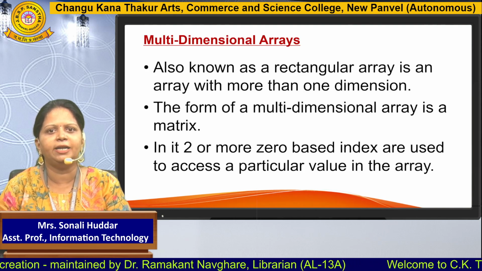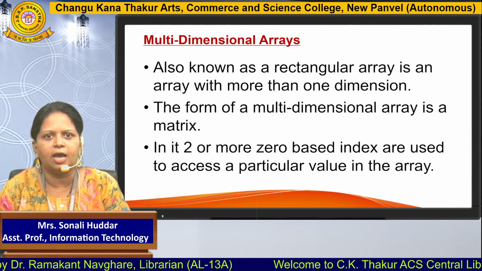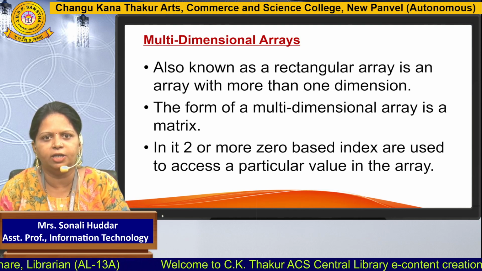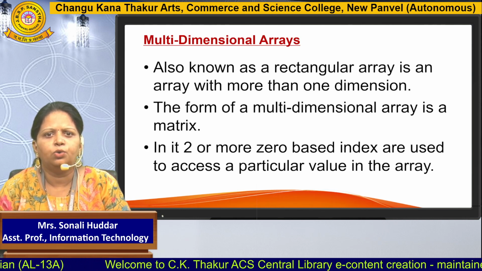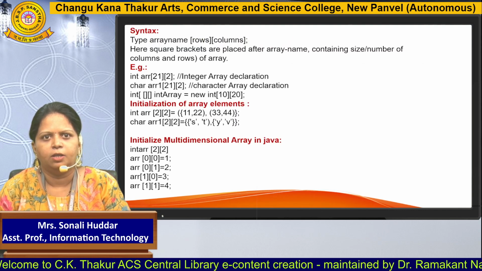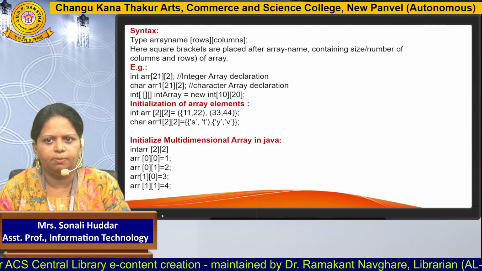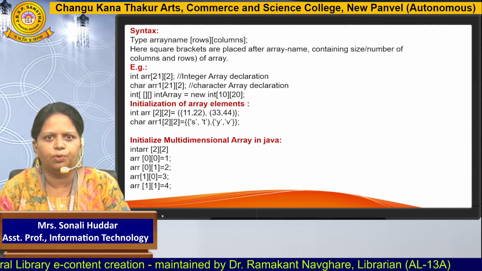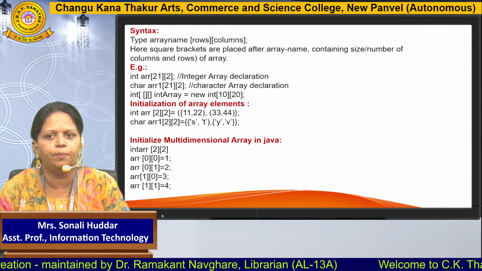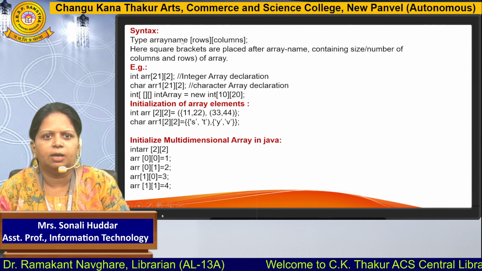Now just consider the multi-dimensional array. A multi-dimensional array is also known as a rectangular array with more than one dimension. The form of a multi-dimensional array is a matrix form. In it, two or more zero-based indexes are used to access a particular value in an array. Now just consider the syntax for this multi-dimensional array: data type, that is nothing but type, then the array name, and in square brackets you provide how many rows and how many columns you want. Now just consider an example of this.